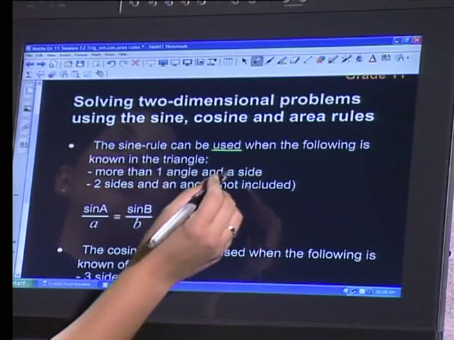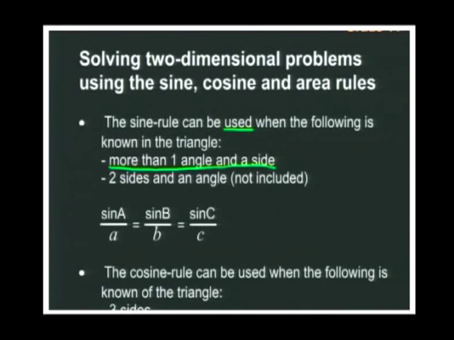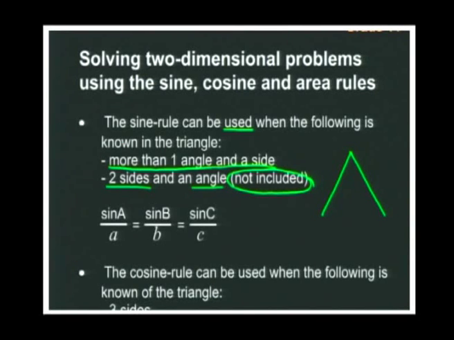When you use your sine rule, you need to ensure that you have more than one angle and a side, or you need to have two sides and an angle. This angle cannot be included. What I mean by this, let's actually draw a diagram, because I think that'll be the easiest way for me to explain. If I give you this side of the triangle and tell you it's 3 units, and then I tell you that this side is 2 units, and I give you this angle over here to be 45 degrees.